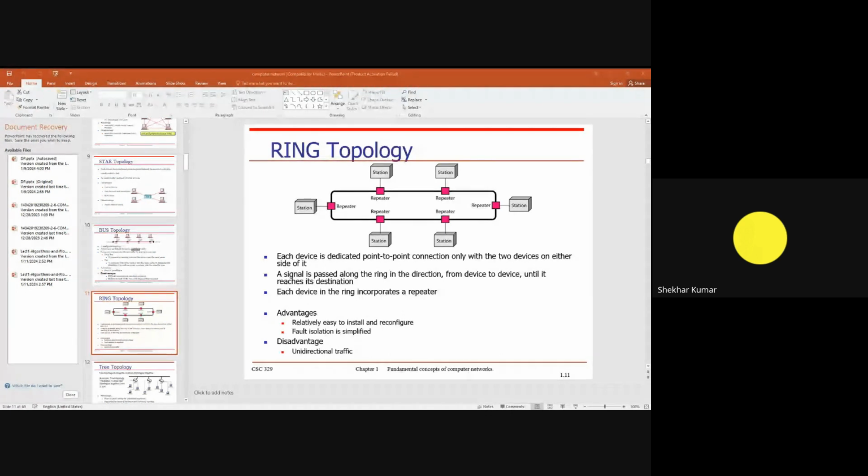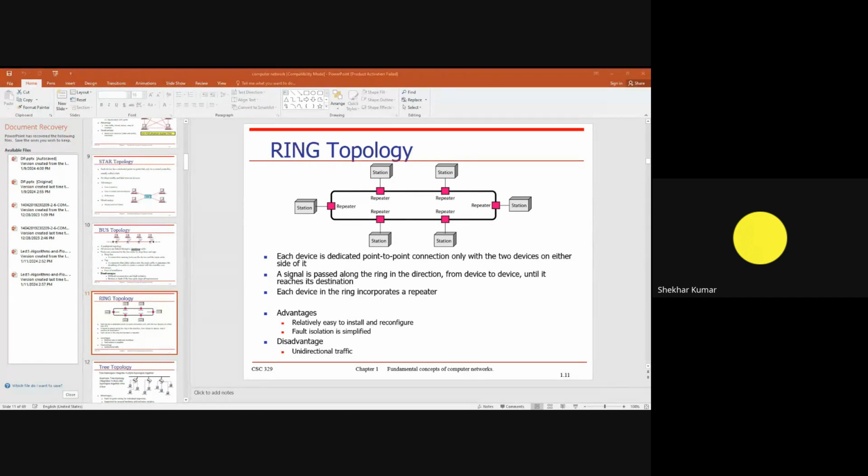But if you want to add or delete computers in the ring topology, it will disturb the complete network activity because it is a ring. If you are removing or adding a particular computer in the ring, at that time it will disturb the total overall network activity. So troubleshooting is very difficult in the ring topology.